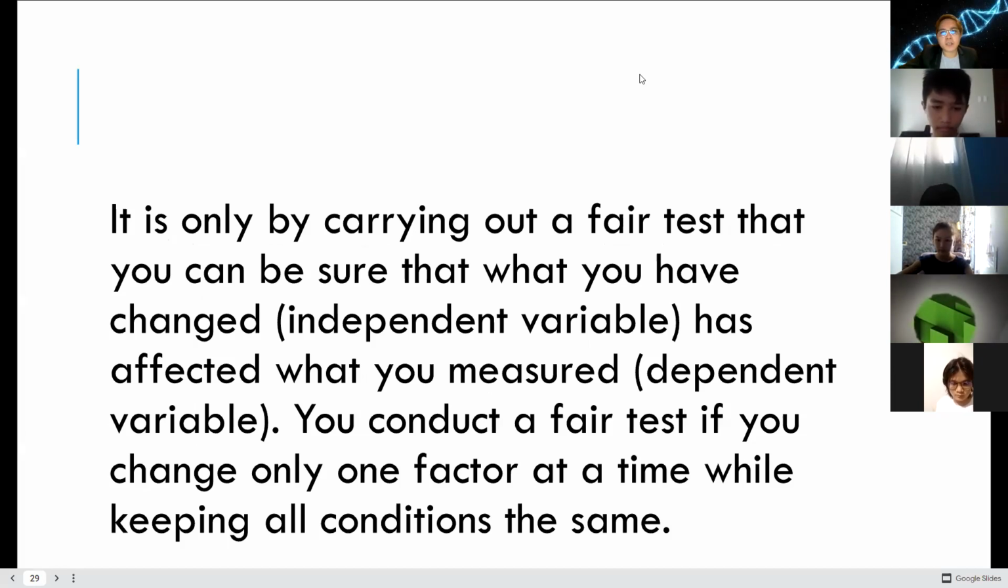It is only by carrying out fair tests that you can be sure that what you have changed, or the independent variable, has affected what you measured, or the dependent variable. Again, we'll be measuring the dependent variable, and we'll be changing the independent variable. You conduct a fair test if you change only one factor at a time while keeping all conditions the same. Let's tackle fair tests later.